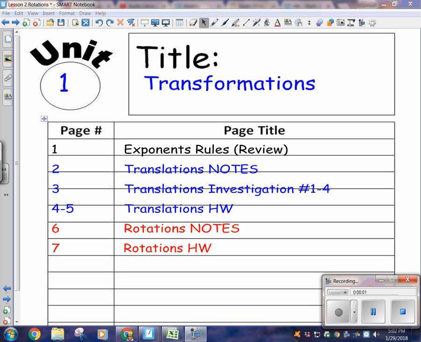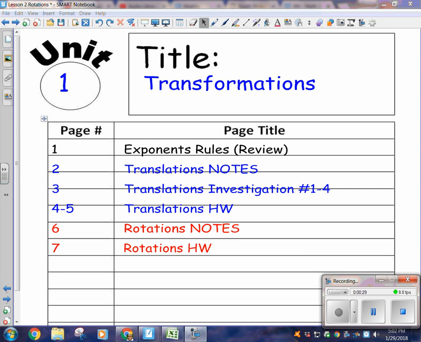All right, as we pick up with our second lesson, today we're going to do rotation. If you want to update your title page, page 1 is exponent rules, and pages 2, 3, 4, and 5 are all regarding translations. Add 6, rotation. We're going to go over the notes. And at the very end, page 7, the second sheet, is rotations homework, and we'll actually do one to get you started with the homework.